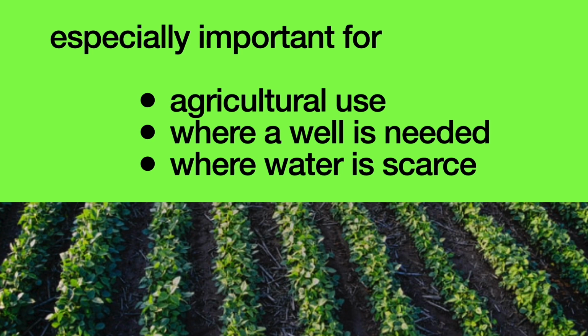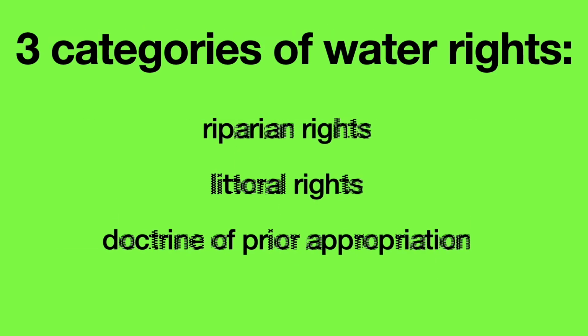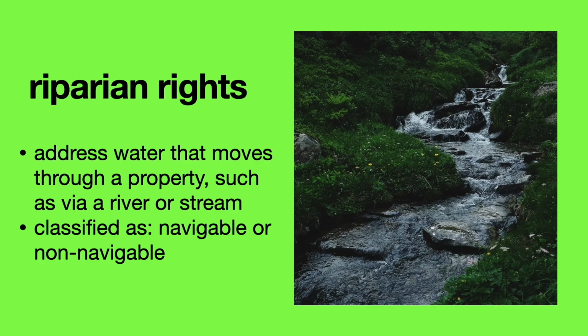Water rights. Water rights are especially important for agricultural use or in areas where a well is needed or water is scarce. 3 categories of water rights include riparian rights, littoral rights, and the doctrine of prior appropriation. Riparian rights address water that moves through a property, such as via a river or stream. Riparian rights are classified into one of 2 categories based on the type of water: navigable or non-navigable.